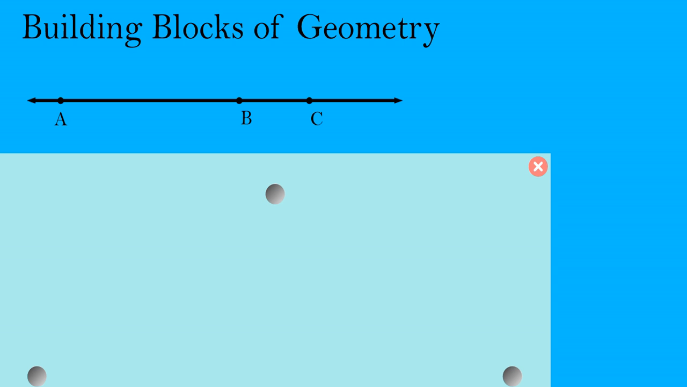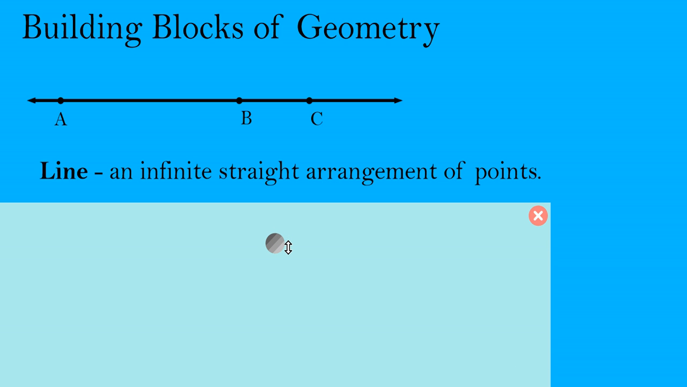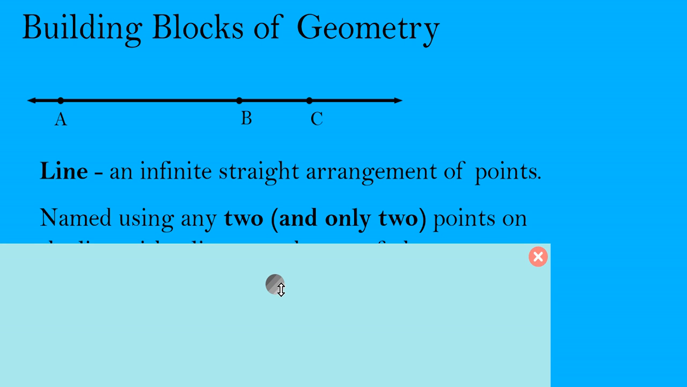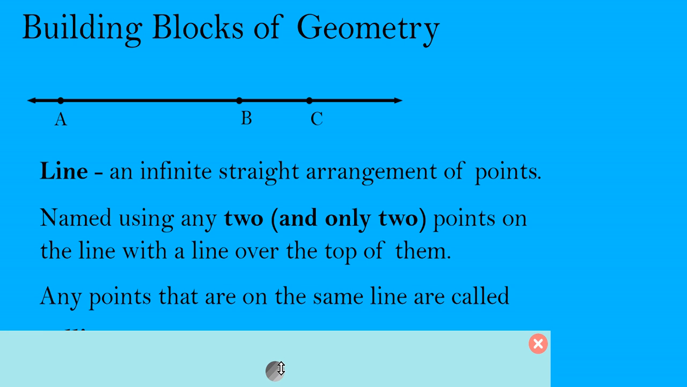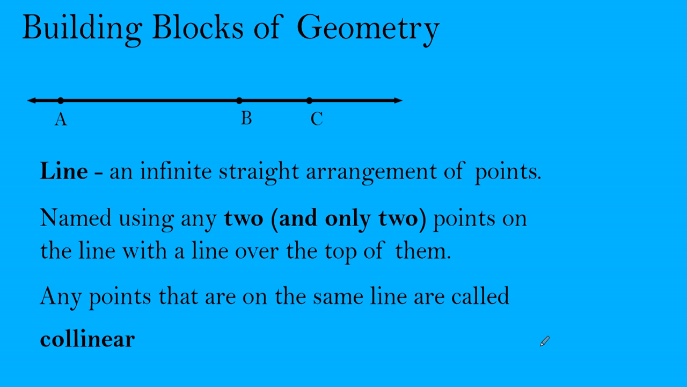which is when we deal with more than one point, we deal with an infinite number of points, all arranged in a straight arrangement that extends forever and ever, and we're going to call that a line, right? An infinitely straight arrangement of points. It has no length because it goes on forever and ever and ever. And it's named using two and only 2 points on the line with a line over the top of them, right? And any points that are on the same line are called collinear. So those are the big ideas when it comes to lines.